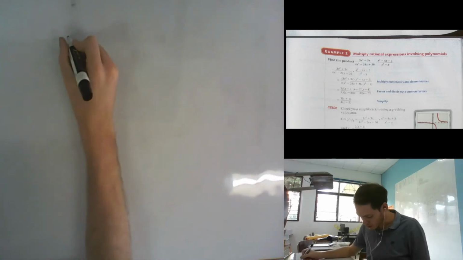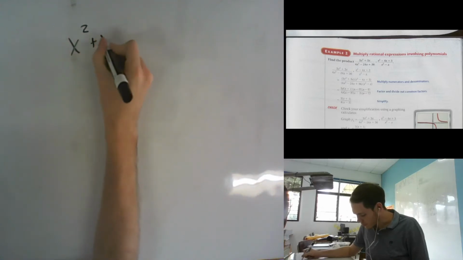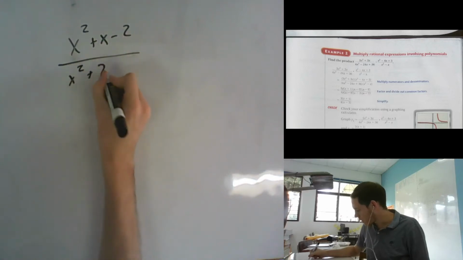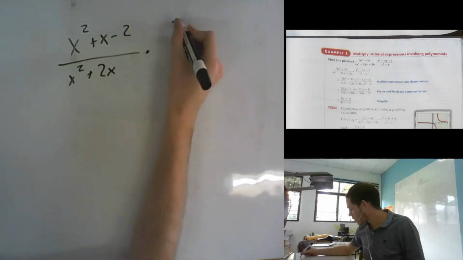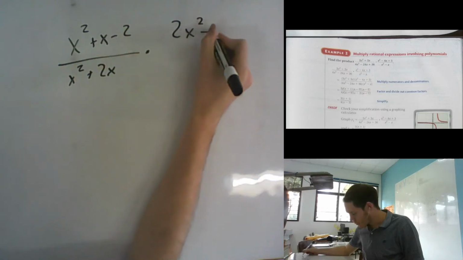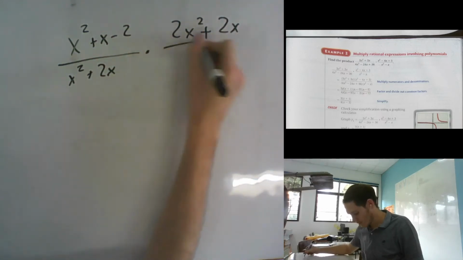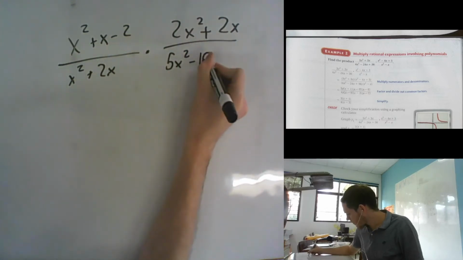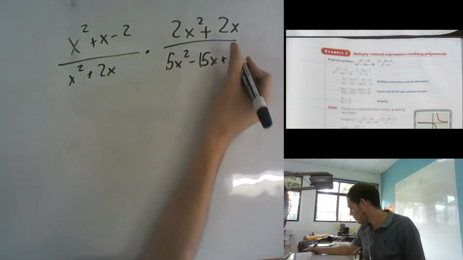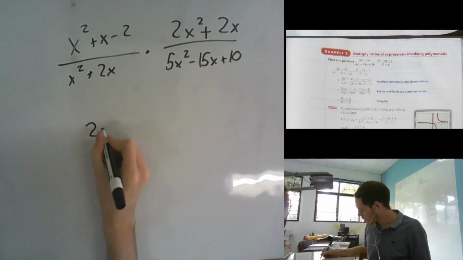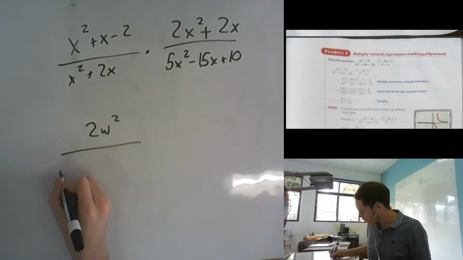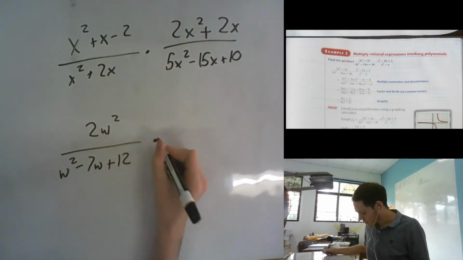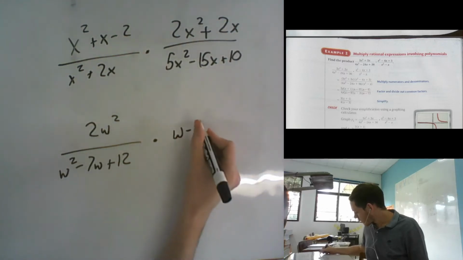So our 2 practice problems are x squared plus x minus 2 over x squared plus 2x times 2x squared plus 2x over 5x squared minus 15x plus 10. And the bottom is 2w squared over w squared minus 7w plus 12 times w minus 4.